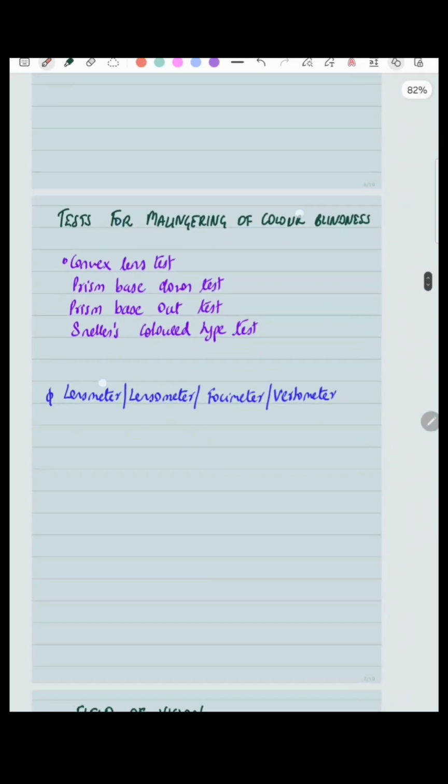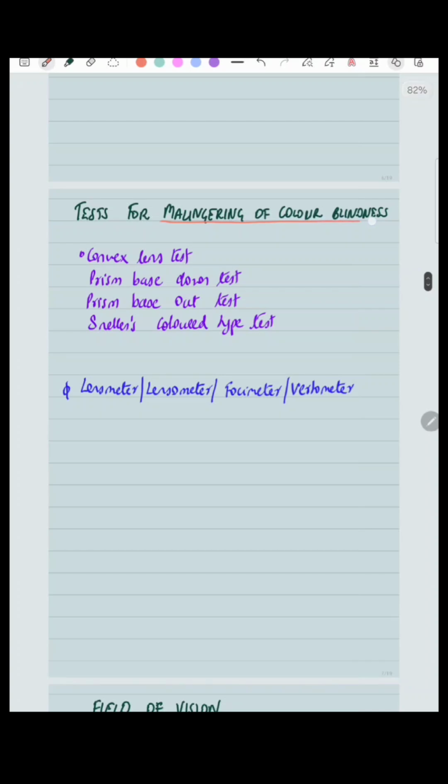Next, tests for malingering of color blindness. The convex lens test can be used. The prism base down test, prism base out test, and Snellen's color type test can be used.